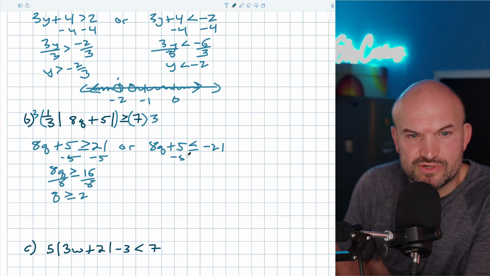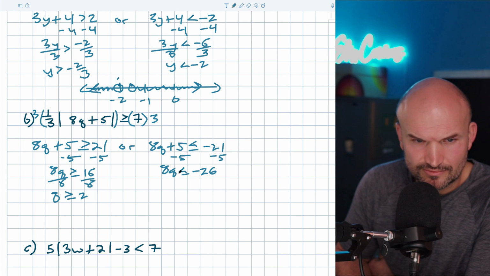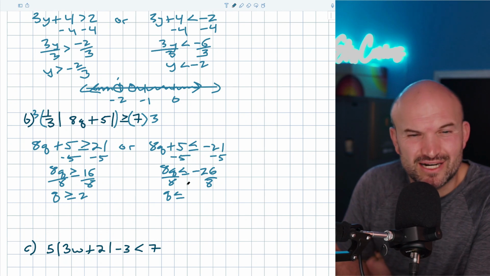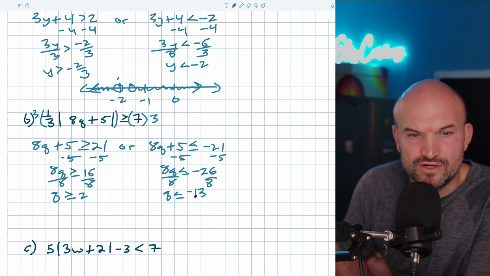And then over here, I'll subtract 5, subtract 5. So I have 8q is less than or equal to negative 26. Divide by 8, divide by 8. Q is less than or equal to, now again, you can divide by 2 on top and bottom, right? So that'd be negative 13 over 4.